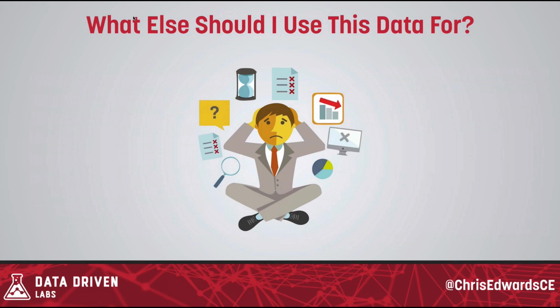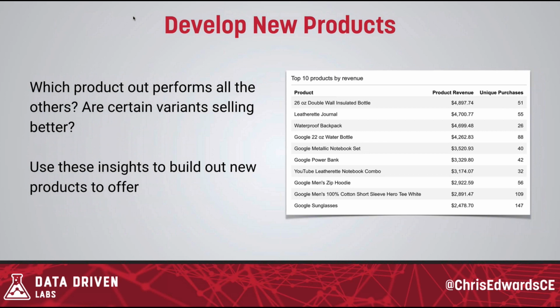So what else can you use all of this data from the e-commerce side for? One of my biggest things I always tell people is you can develop new products from this. When you look here, you can see what people are buying and how many unique purchases are happening. So you can see that you have 147 people that want Google sunglasses. So maybe you should look at coming out with a couple other variations of sunglasses and see how they're doing.